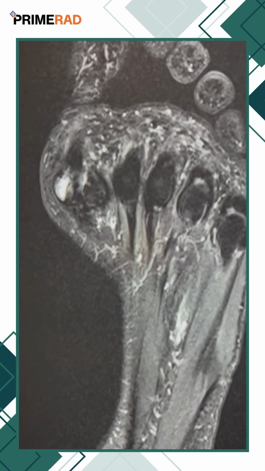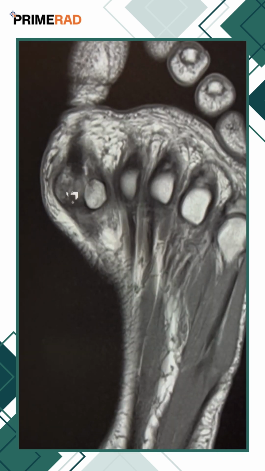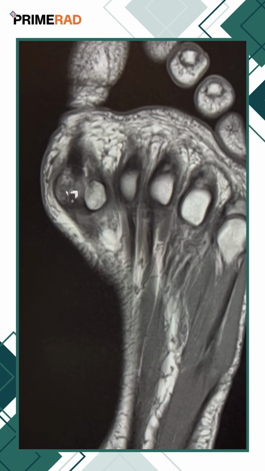And then we will also look at the T1 imaging. So that was the T1 imaging at that time, and in the T1 imaging you can see that there are all these corresponding changes where there is intense edema in the medial sesamoid.